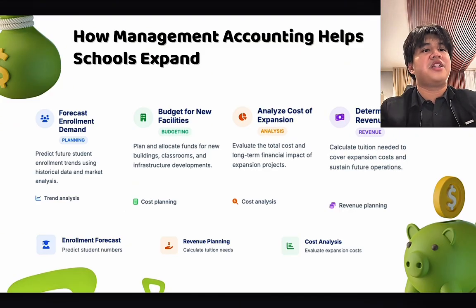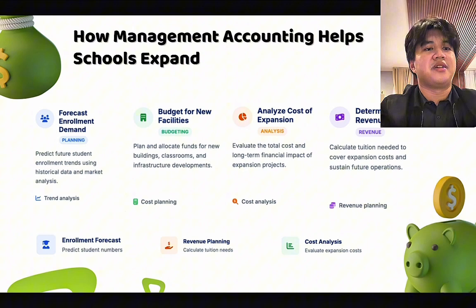So, how does management accounting help schools expand? Management accounting can also help schools expand. Schools can forecast future student enrollment and estimate demand for additional classrooms, buildings, or campuses. They can prepare budgets for construction, staffing, and equipment. Managers can also project the tuition revenue against the expansion costs to determine if the expansion is financially sustainable. This ensures they expand when the project's benefits outweigh the costs.